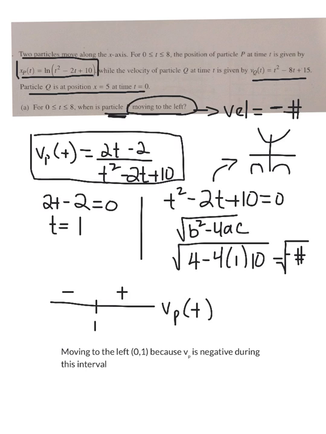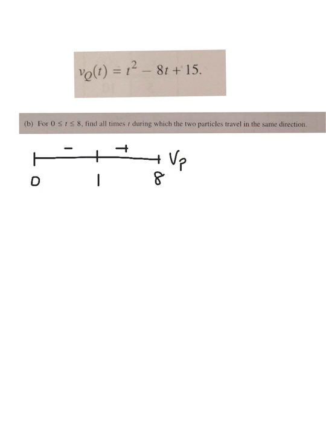All right, so the second part is asking to find the times during which the two particles travel in the same direction. So if things travel in the same direction, wouldn't that mean that their velocities will have the same sign? Okay, let's think about that again. If you're going to the right, then both your velocities would be positive. And if you were going to the left, then both your velocities would be negative, right?